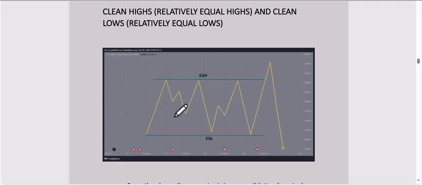I'll just continue. So above and below clean highs or equal highs or relatively equal highs, you have liquidity. What is liquidity? Liquidity is the factor that draws price. So price is always heading to the point of liquidity. That's just what price is. So price at this point expanded, took out the liquidity here, and then went down for the next liquidity.